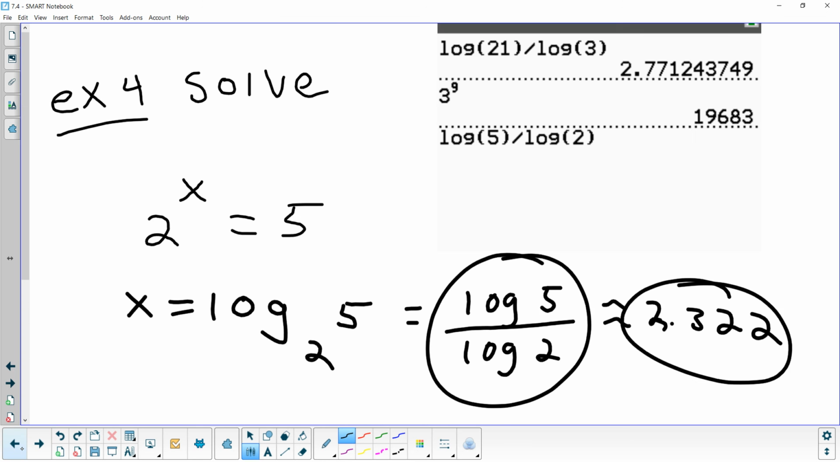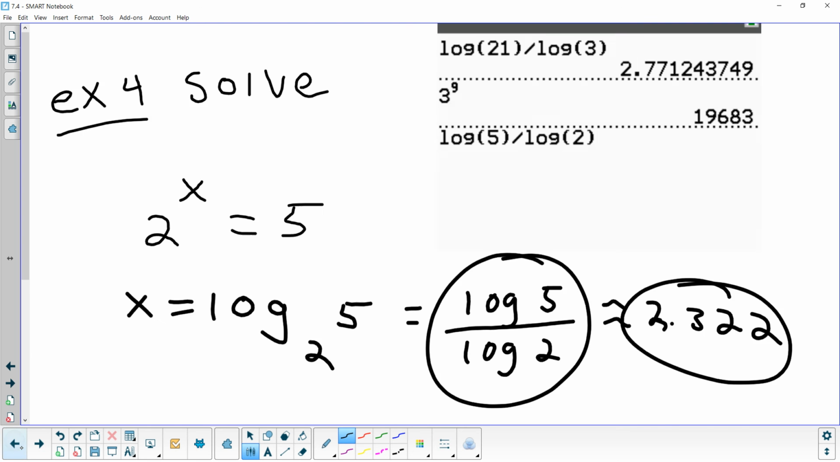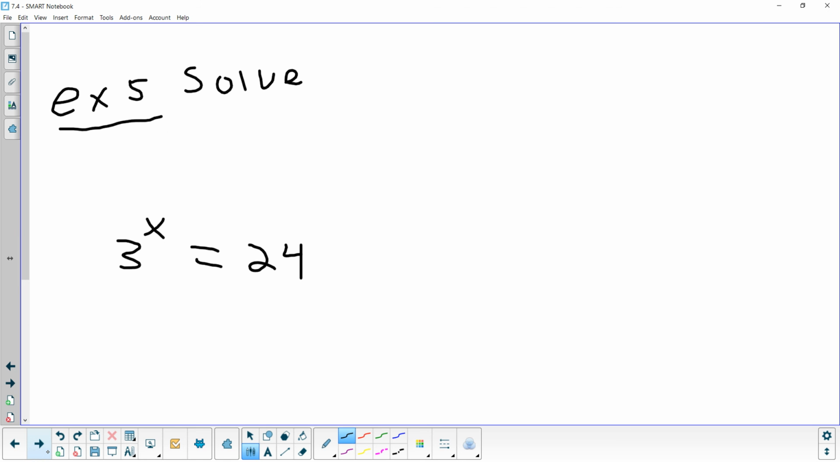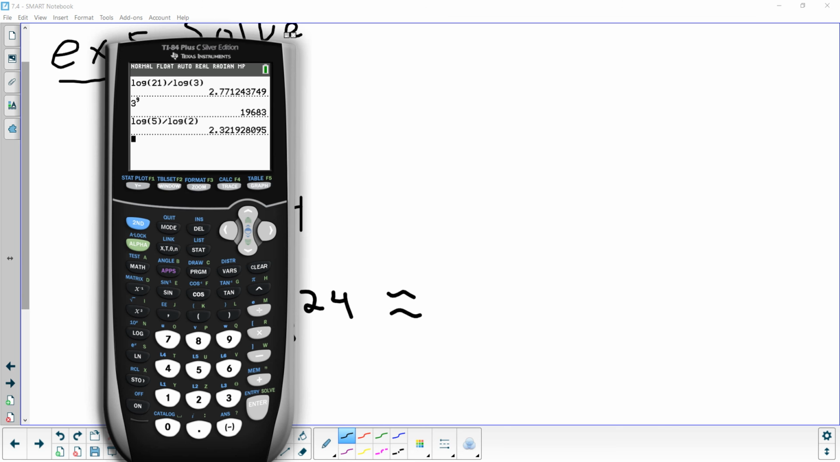Well, this one's pretty much the same thing. 3 to the x equals 24. Anyone think they can tell me the whole equation I would set up to solve that? It's going to be just like the last one, except instead of a 2 and a 5, I have a 3 and a 24. It's exactly the same setup. James? x equals log base 3 of 24. Perfect.